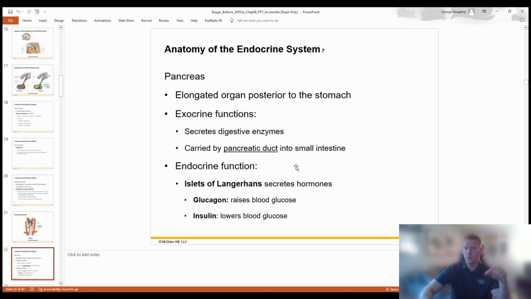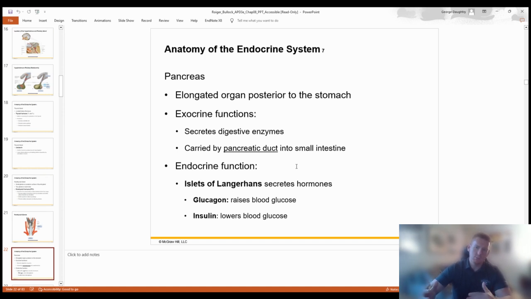All right, continuing to work our way down. Now we're at the pancreas, okay? And the pancreas does a critically important job, which is maintaining blood sugar levels. If we have low blood sugar, then we need to increase it. If we have high blood sugar, we need to reduce it.